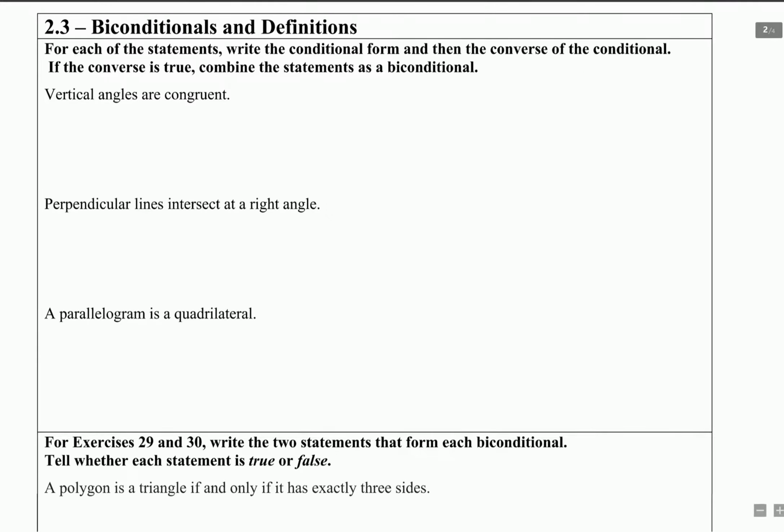Biconditionals and definitions. We are to write the conditional and the converse, and if they are true, write them as a biconditional. So let's start. Let's break it up here. Vertical angles are congruent. Our two ideas are vertical angles and congruent. Let's write a conditional. Our conditional would be if angles are vertical, then they are congruent. Is that true? Yes, it is. We know that vertical angles are congruent.